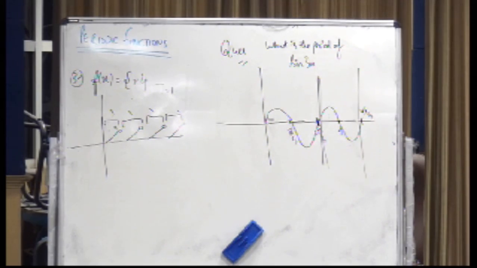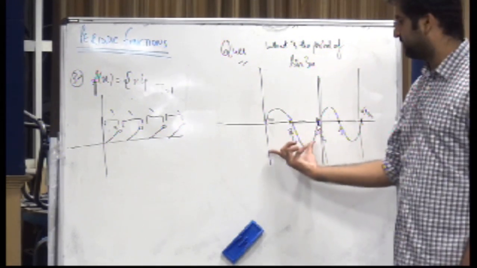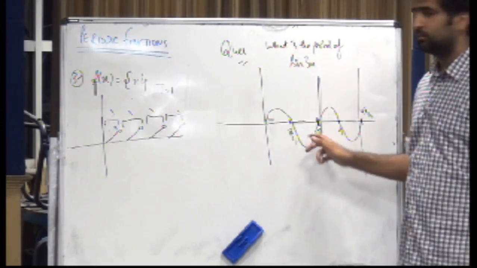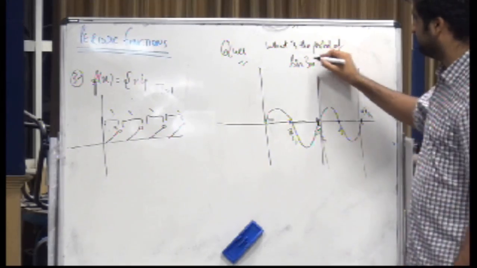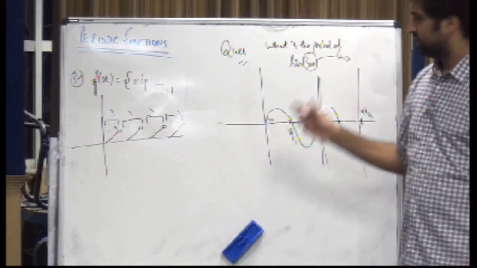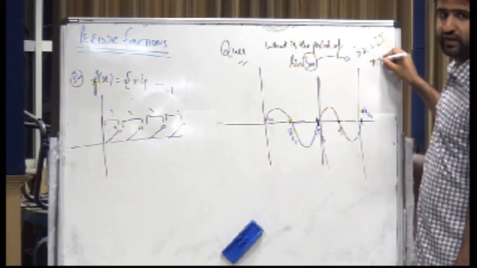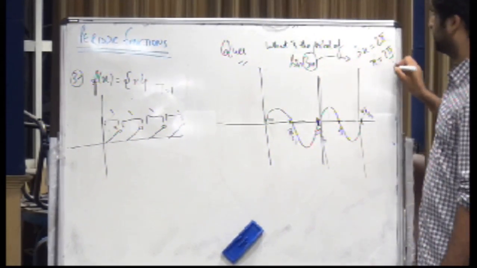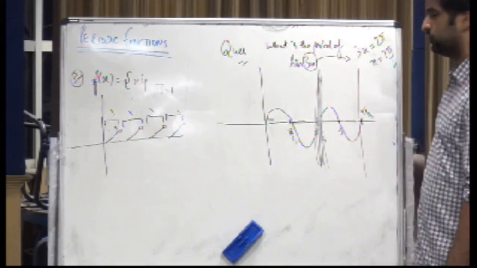Are you getting it? From 0 to 2 pi by 3, it is completing its cycle because it is sine of 3x. To make this 2 pi, because the interval of sine x is 2 pi, therefore 3x is equal to 2 pi. What is the value of x? This is equal to 2 pi by 3. So therefore the period here will be equal to 2 pi by 3.